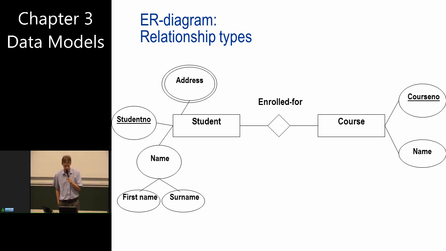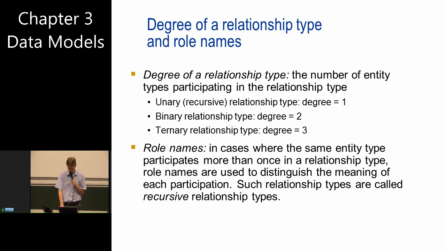In order to make your ER diagrams very easy to understand, very easy to read, it makes sense to attach a name or meaning to each relationship type. Well, here the relationship type is called enrolled for, because students can be enrolled for courses, and for courses you can have students enrolled.